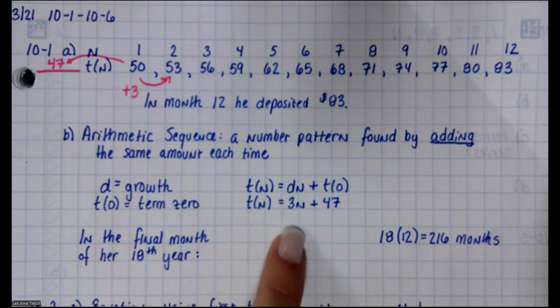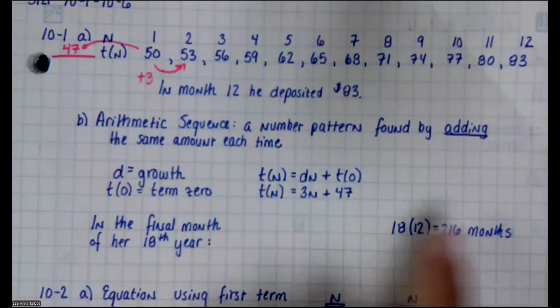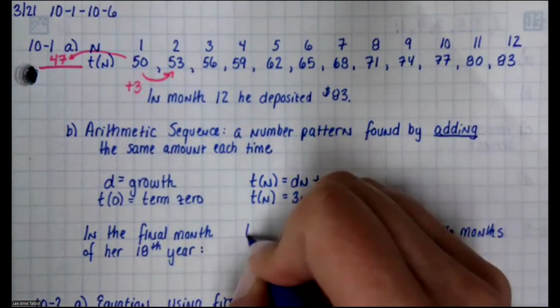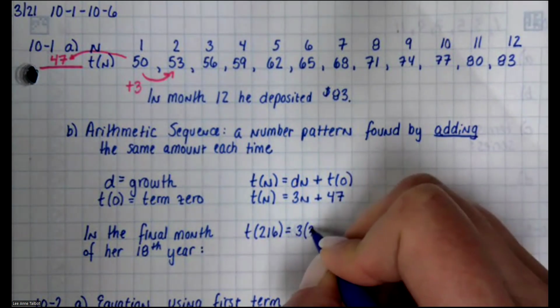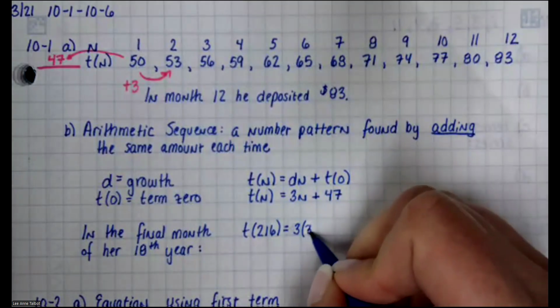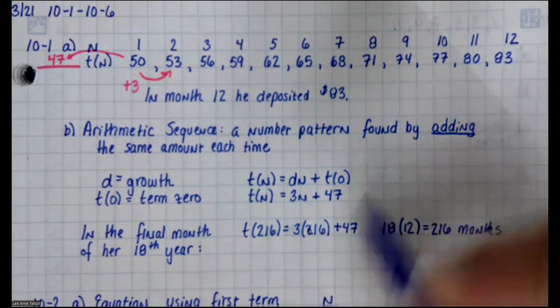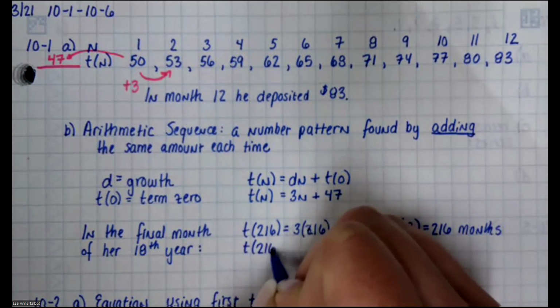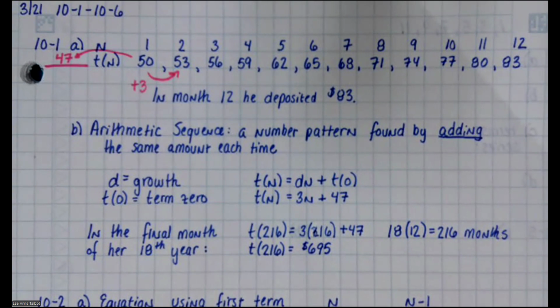The best thing about an explicit equation is being able to get a number that's really far down the sequence, because we're just too lazy to write it all the way out to 216 numbers. So the 216th number is going to be 3 times, that's supposed to be a 2. So term 216 is $695. So on the very last month of her 18th year, her uncle put almost $700 in the savings account for her, which is pretty great.